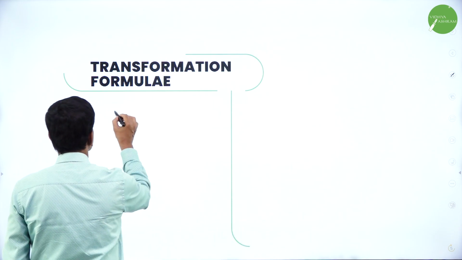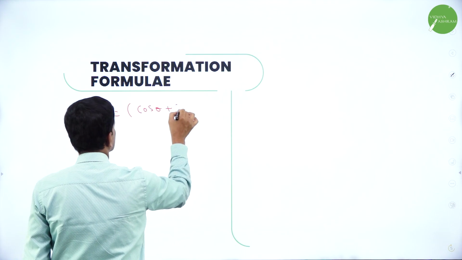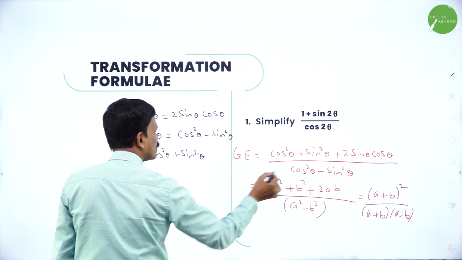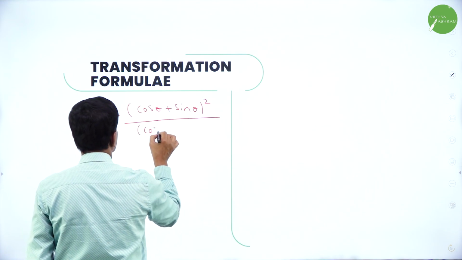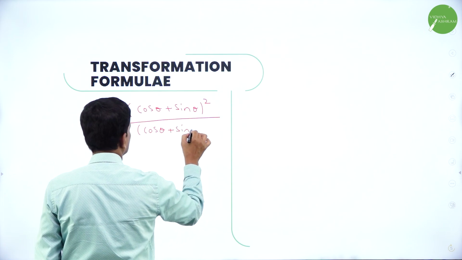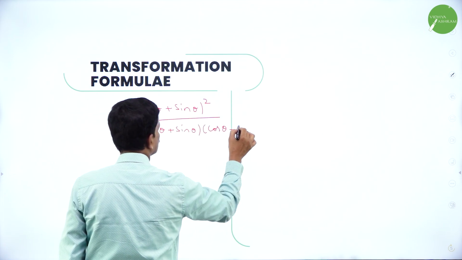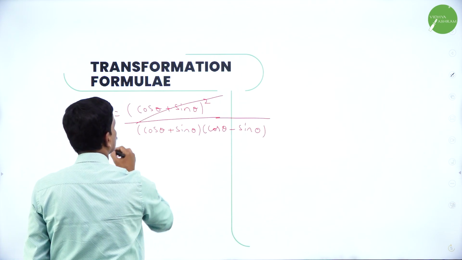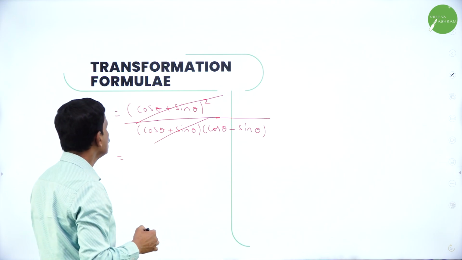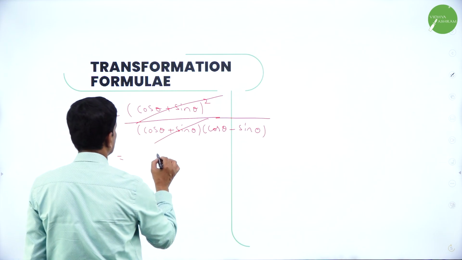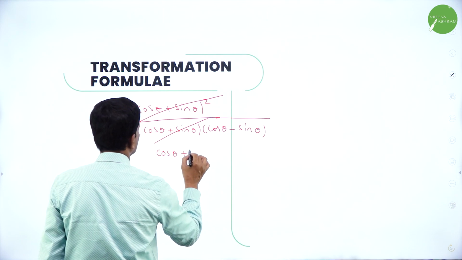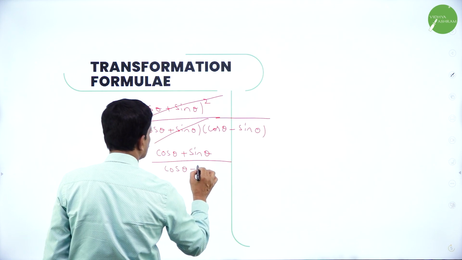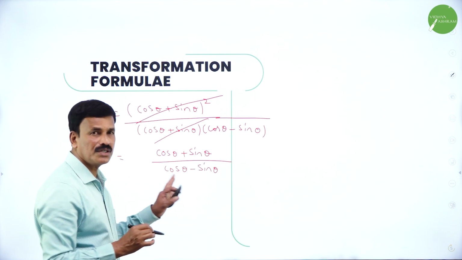So using this concept, the numerator is cos theta plus sin theta whole square, divided by, in the denominator, cos square minus sin square, which can be written as cos theta plus sin theta into cos theta minus sin theta, right? So in the numerator and denominator, cos theta plus sin theta gets cancelled. In the numerator we have cos theta plus sin theta divided by, in the denominator, cos theta minus sin theta, right? So if you want, you can stop here itself.